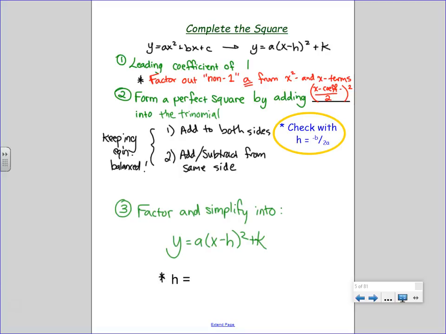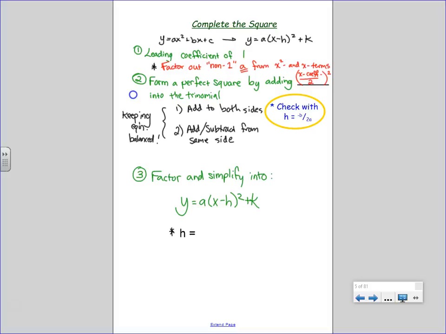And then, last but not least, once we add and subtract the proper number, half the coefficient squared, we can go ahead and factor and simplify into our nice standard form that shows the vertex. But if you have a little bit of trouble seeing what to put in that H spot, here's the hint. H is always going to be the x coefficient cut in half before you squared it.